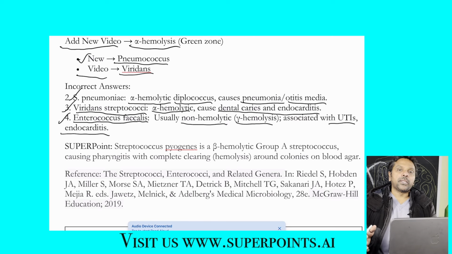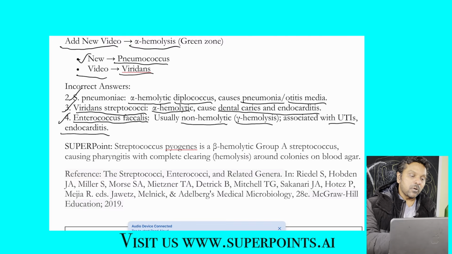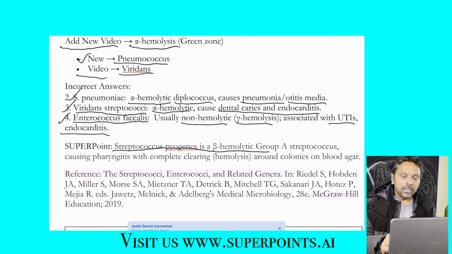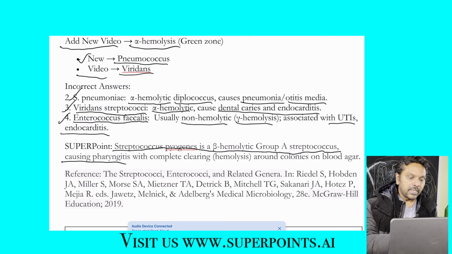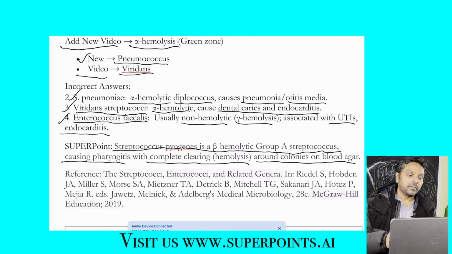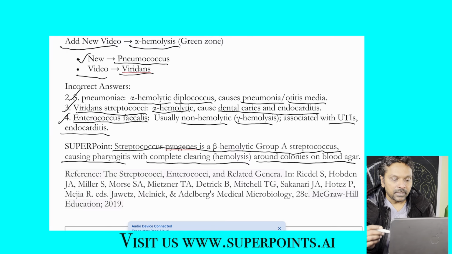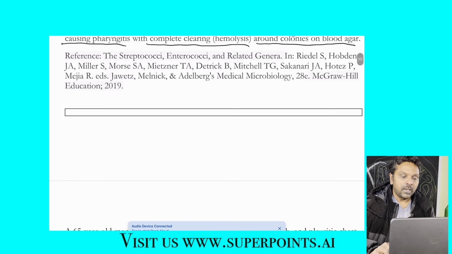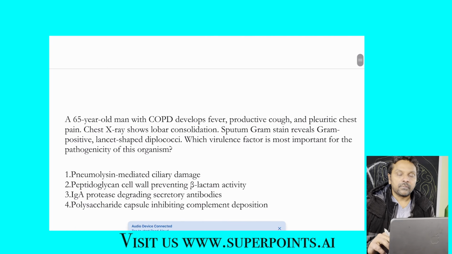So what is the super point here? Super point is the most important thing from this section. So the super point here is Streptococcus pyogenes is a beta-hemolytic streptococcus, group A streptococcus, causing pharyngitis with complete clearing hemolysis around colonies on blood agar. So remember this, very, very important for your examination.